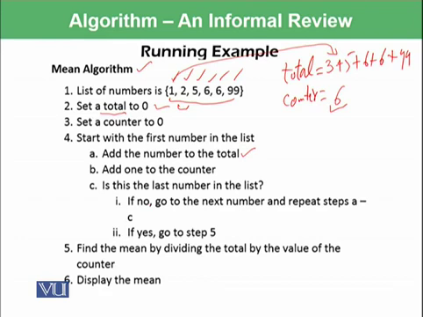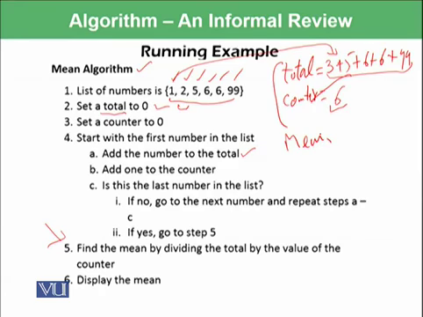If yes, go to step number 5. And what is step number 5? Find the mean by dividing the total by the value of the counter. This means you add all these numbers and divide by 6, and that would be your mean value. So this is basically an explanation of the instructions in the algorithm, the steps in simple language, telling how this algorithm will be performed.